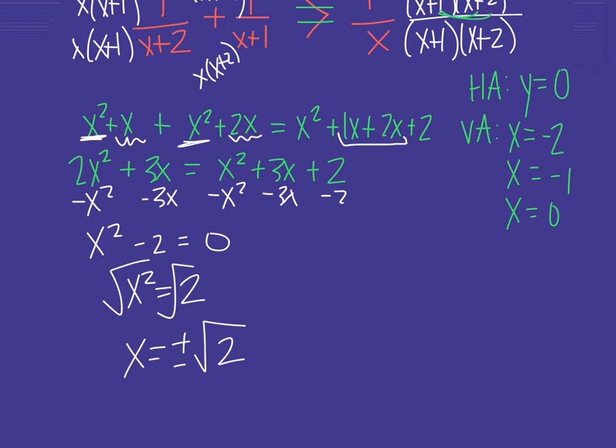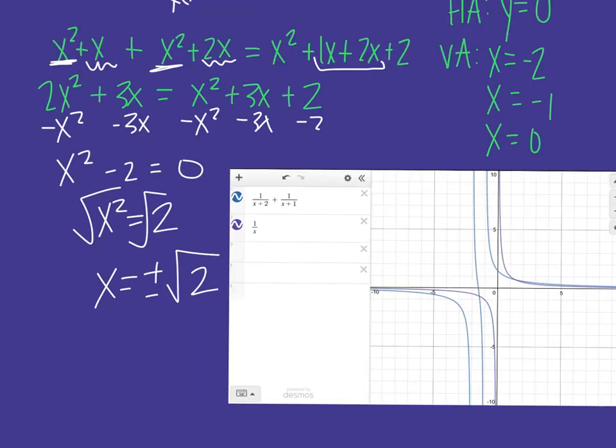And now I'm probably going to need to just take a look at a graph of this so that I can figure out where it actually is greater. Okay, so you can see that I graphed this. Notice that I graphed 1 over x plus 2 plus 1 over x plus 1 as one of my functions, and that one's blue. And then I have 1 over x as the other one, and that one's purple. So I'm looking for where the blue is greater than the purple.